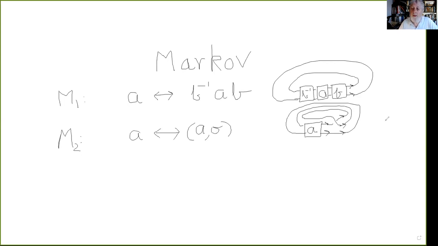So one way is clear, but the other way says that if two braids represent the same knot when they're closed, then they are joined by a sequence of these two Reidemeister moves. So that's Markov's theorem, which we've got here. And that has a difficult proof.